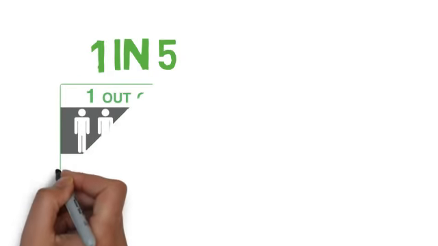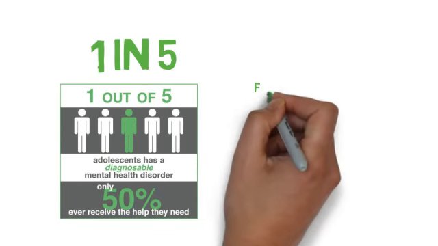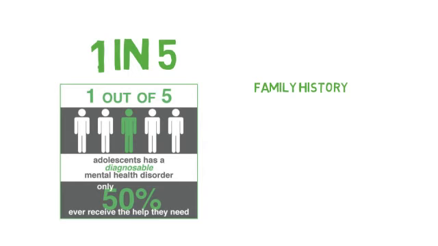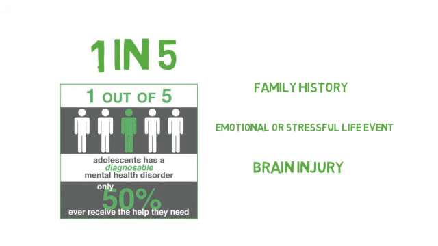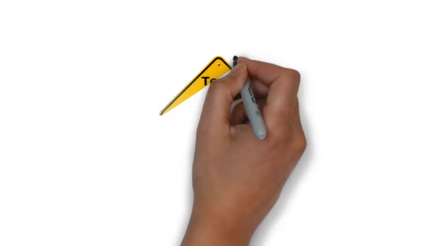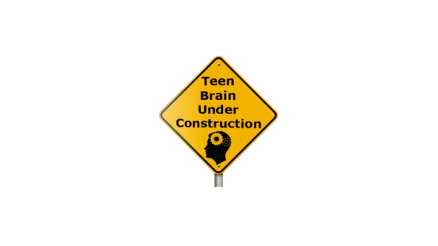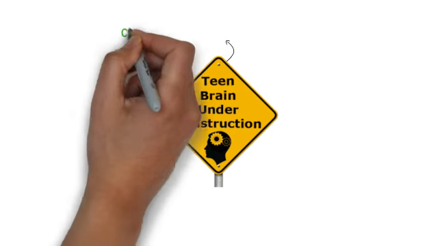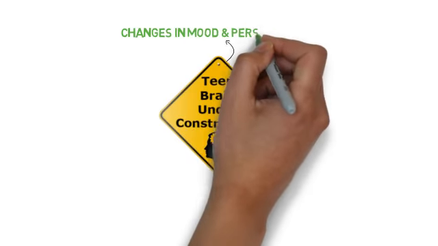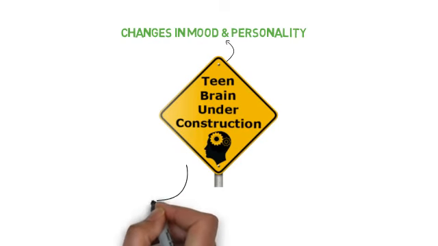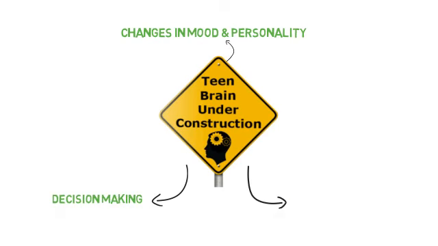1 in 5 adolescents experience mental health problems. These mental health disorders can be affected by a family history, an emotional or stressful life event, or even a brain injury. Mental health disorders are so high in adolescence as their brain goes under significant changes during these teenage years. Because of this, there are often changes in their moods and personalities. They may even struggle with simple things such as making decisions and controlling their moods. This leads to them struggling in school and in social situations.